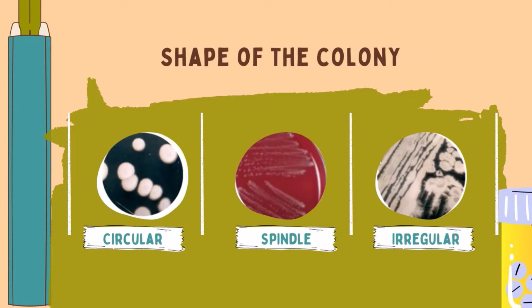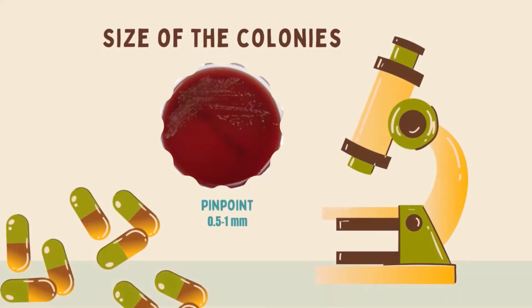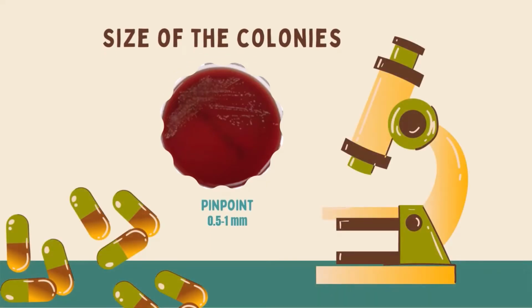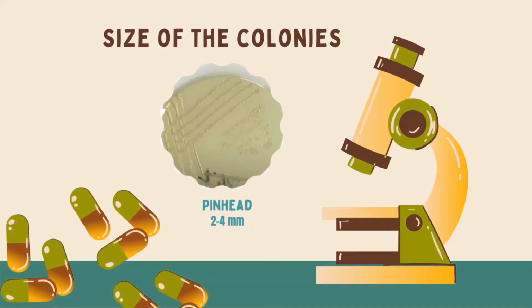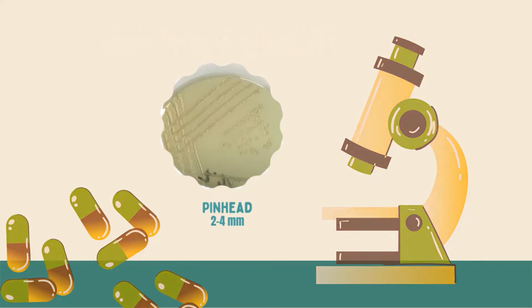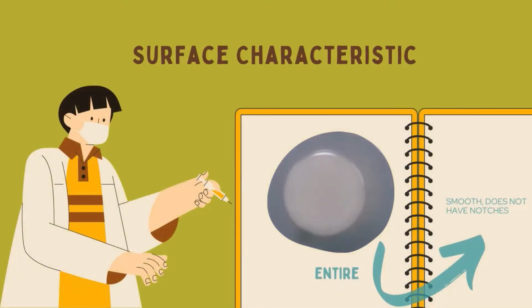Shape of the colony: circular, spindle, irregular. Size of the colonies: pinpoint, 0.5 to 1 mm. Pinhead, 2 to 4 mm. Margin characteristic: entire, smooth, does not have notches.